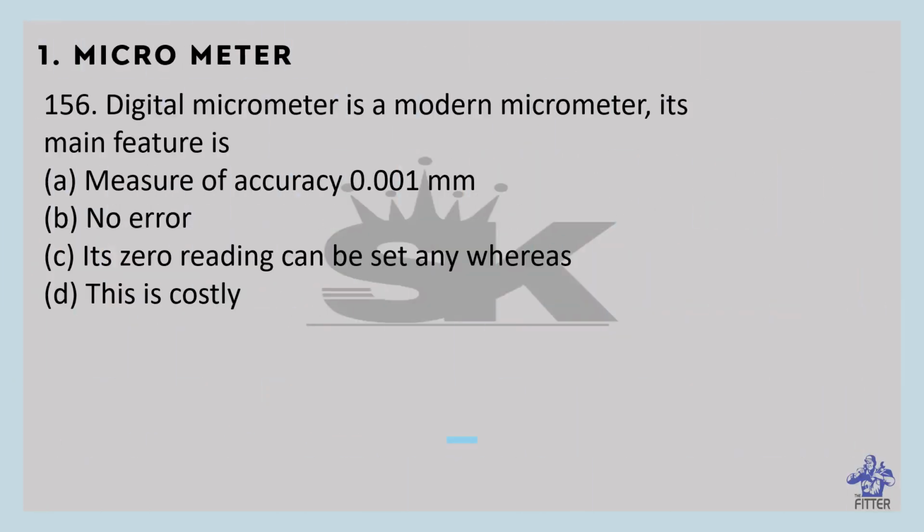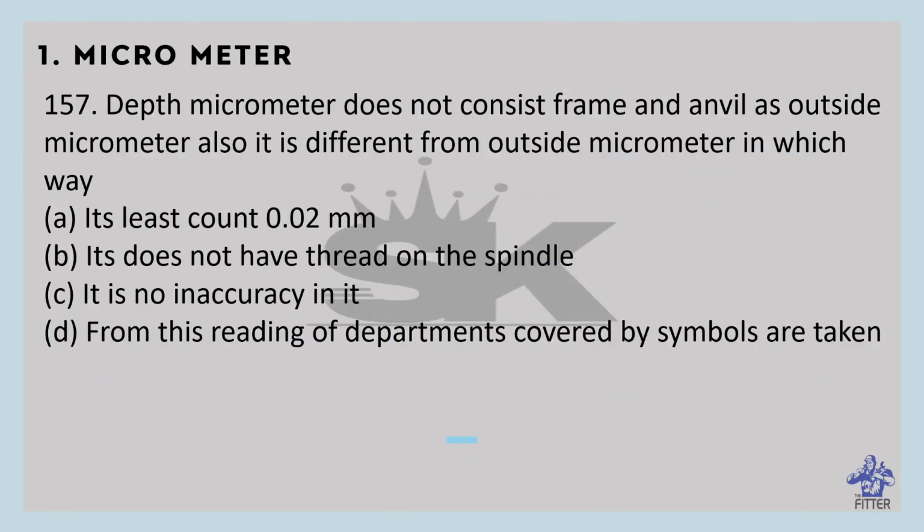A digital micrometer is a modern micrometer. Its main feature is that its zero reading can be set anywhere. Okay, so option C. Its least count is 0.001 mm. Okay. A depth micrometer does not consist of a frame and anvil like an outside micrometer. Also, how is it different from an outside micrometer? So it's option D. In this, the readings of depth covered by the symbols are taken. Okay.